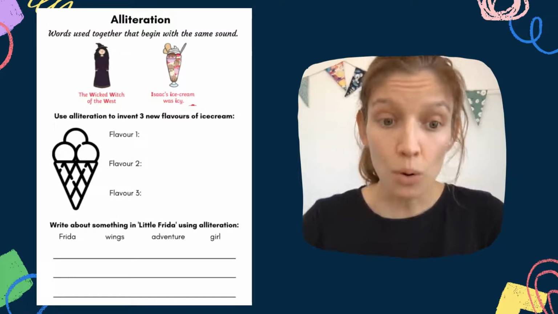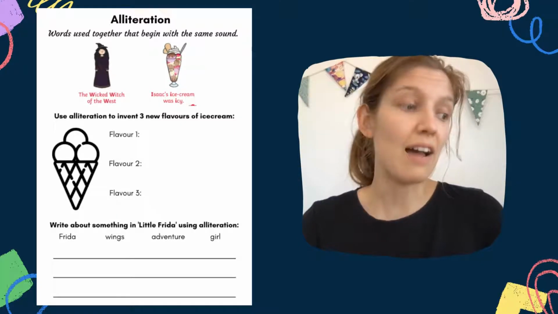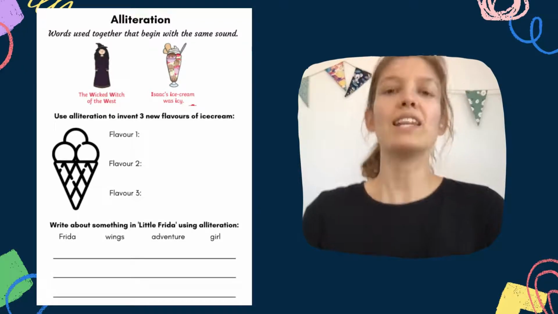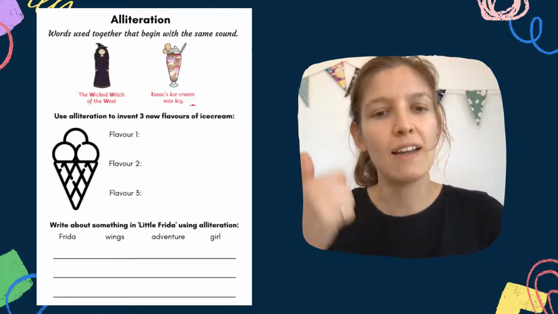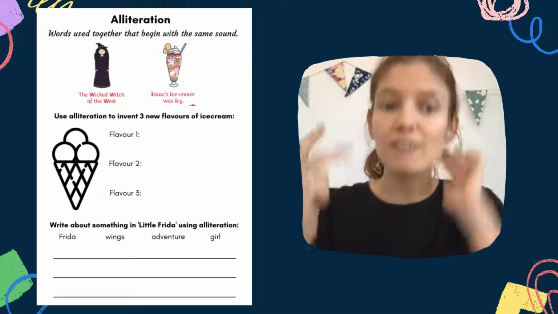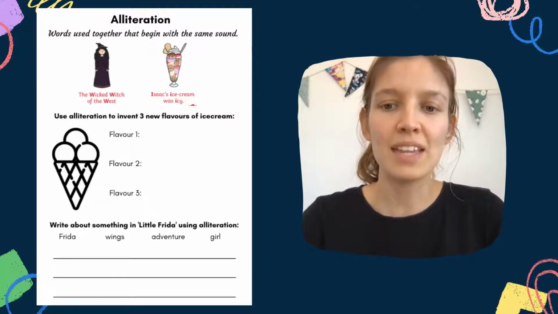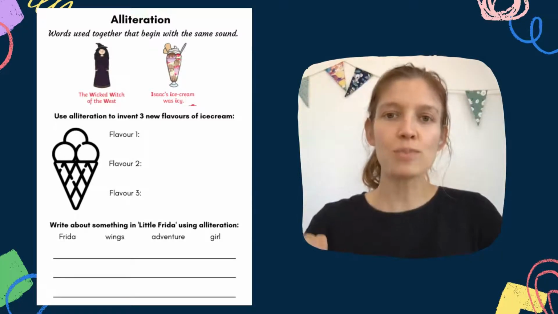So I think an important part of the Little Frida book is about Frida finding a new friend. So that is what I'd write first, because Frida finding a new friend, that has 3 words of alliteration. And so I would write that down and move on to the next one.